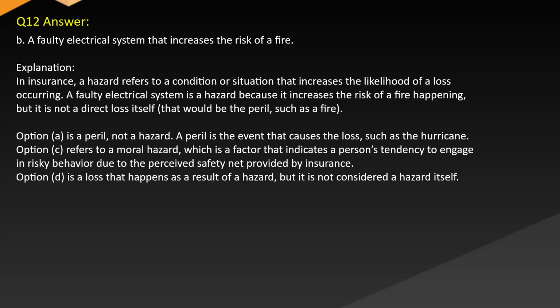Option C refers to a moral hazard, which is a factor that indicates a person's tendency to engage in risky behavior due to the perceived safety net provided by insurance. Option D is loss that happens as a result of a hazard, but it is not considered a hazard itself.